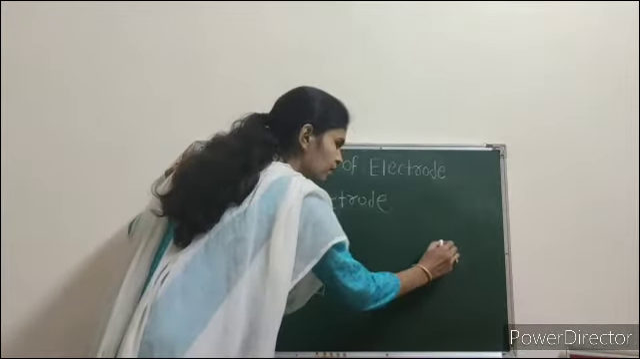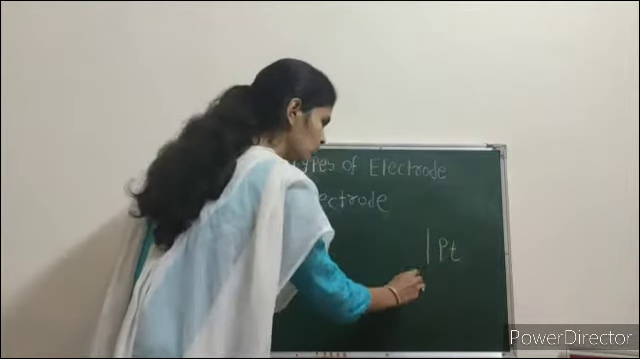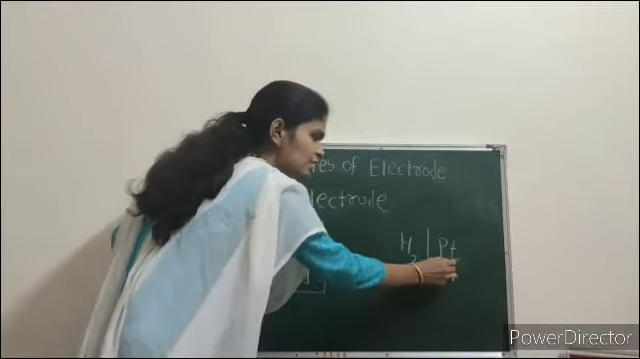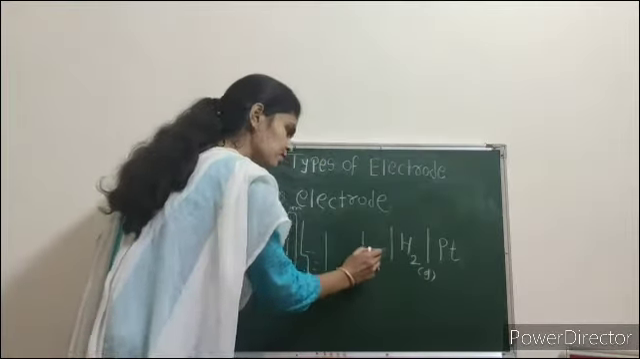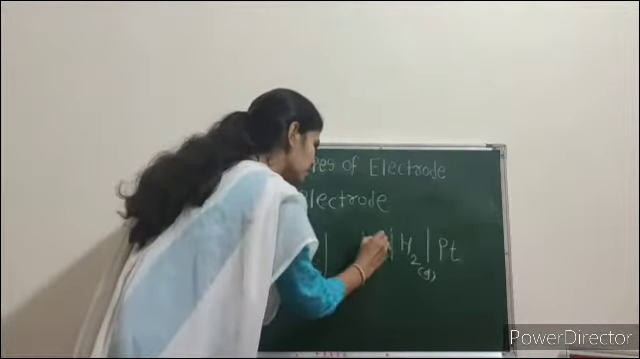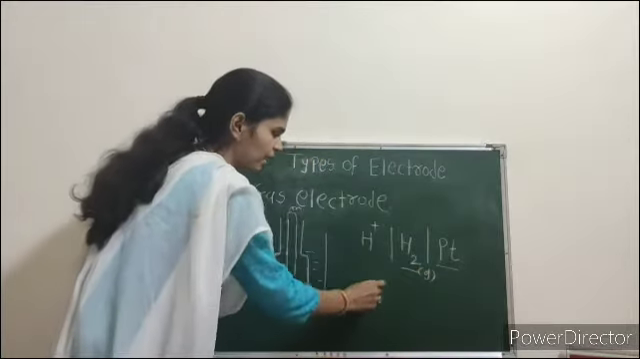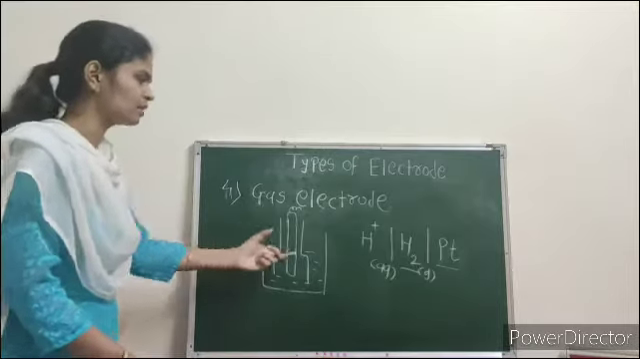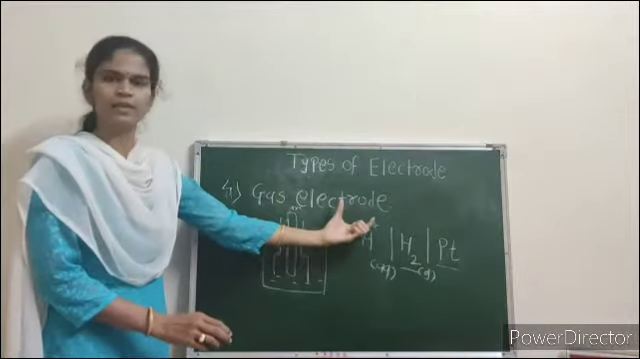First, H2 gas is bubbled around this platinized platinum electrode, and the solution is HCl solution or any solution containing H plus ions. Therefore, we write down platinized platinum wire, H2 gas and aqueous solution of H plus ions. This is the cell for this type of electrode.